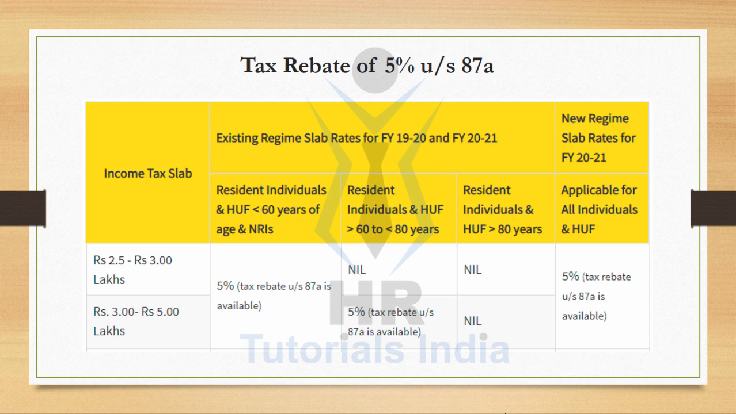Whereas this tax rebate is nil for resident individuals whose age is more than 60 years and below 80 years, and also for individuals whose age is more than 80 years, whose income is between 2.5 lakhs to 3 lakhs. For income between 3 lakhs to 5 lakhs, if the individual age is between 60 years to 80 years, a 5% tax rebate is applicable. For those above 80 years generating an income of 3 lakhs to 5 lakhs, the tax rebate is nil.